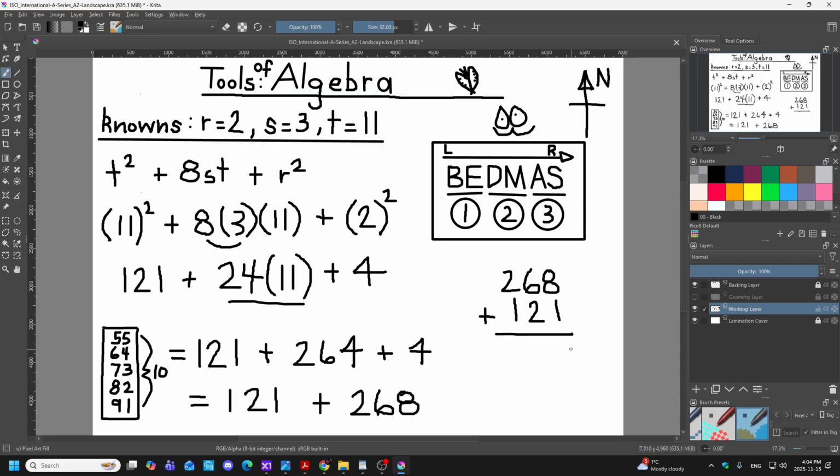8 and 1 is 9. 6 and 2 is 8. 2 and 1 is 3. 389 should be our answer.